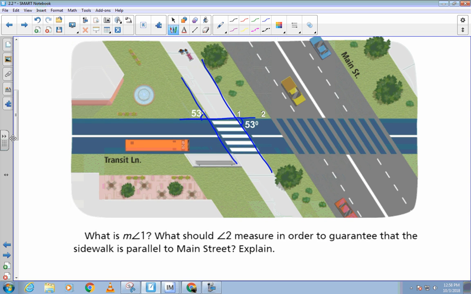Okay, so then we've got another question. It says, what is the measure of angle 1? Okay, what'd you do? Linear pair, so you said 127. Okay. Alright. Okay, so what should angle 2 measure in order to guarantee that the sidewalk is parallel to Main Street? 53. Okay. So this right here should be 53. Okay, so this time we're using this line right here, and this one, and then there's our transversal. Okay, and so why would it need to be 53?